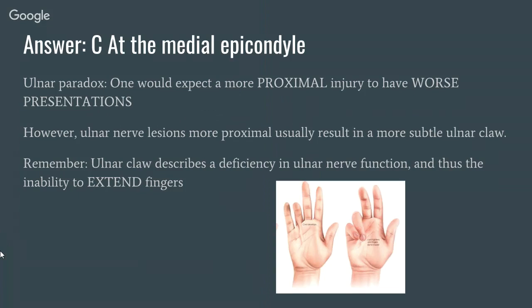So obviously, when it comes to your ulnar claw, it's due to an injury to your ulnar nerve. Now, the kind of ulnar claw that the patient presents with can vary depending on the location of the lesion. The reason it's called a paradox is that usually the more proximal the injury, so the closer to your body, you think the presentation would be worse. However, it's actually the opposite when it comes to the ulnar claw. The closer it is to your wrist, the more pronounced your ulnar claw is. The further away it is and the more distal, like elbow, shoulder, that kind of thing, it's not as pronounced.